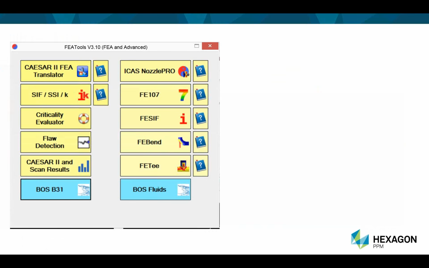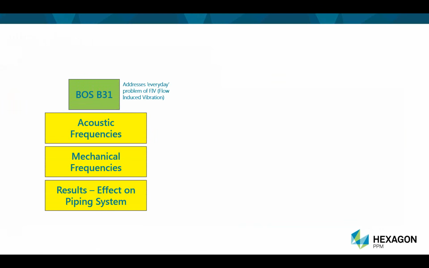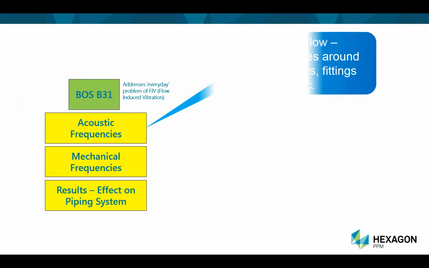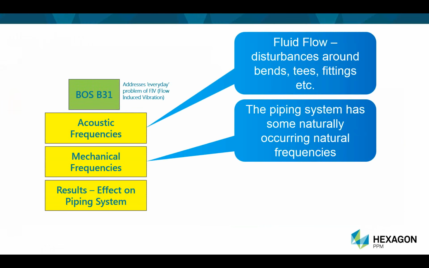So again, there's the menu. BOS B31 is the utility, and it will address the likelihood of the everyday problem. I've called it an everyday problem because that's the message I'm getting from our customers of flow-induced vibration. So vibration induced by various flow types. So to repeat again, the acoustic frequencies are calculated due to the fluid flow, as a result of disturbances around bends, T's, and fittings, resulting from one of those load types that I mentioned. The mechanical frequencies, of course, can be calculated quite easily using CAESAR II, as you've already seen.